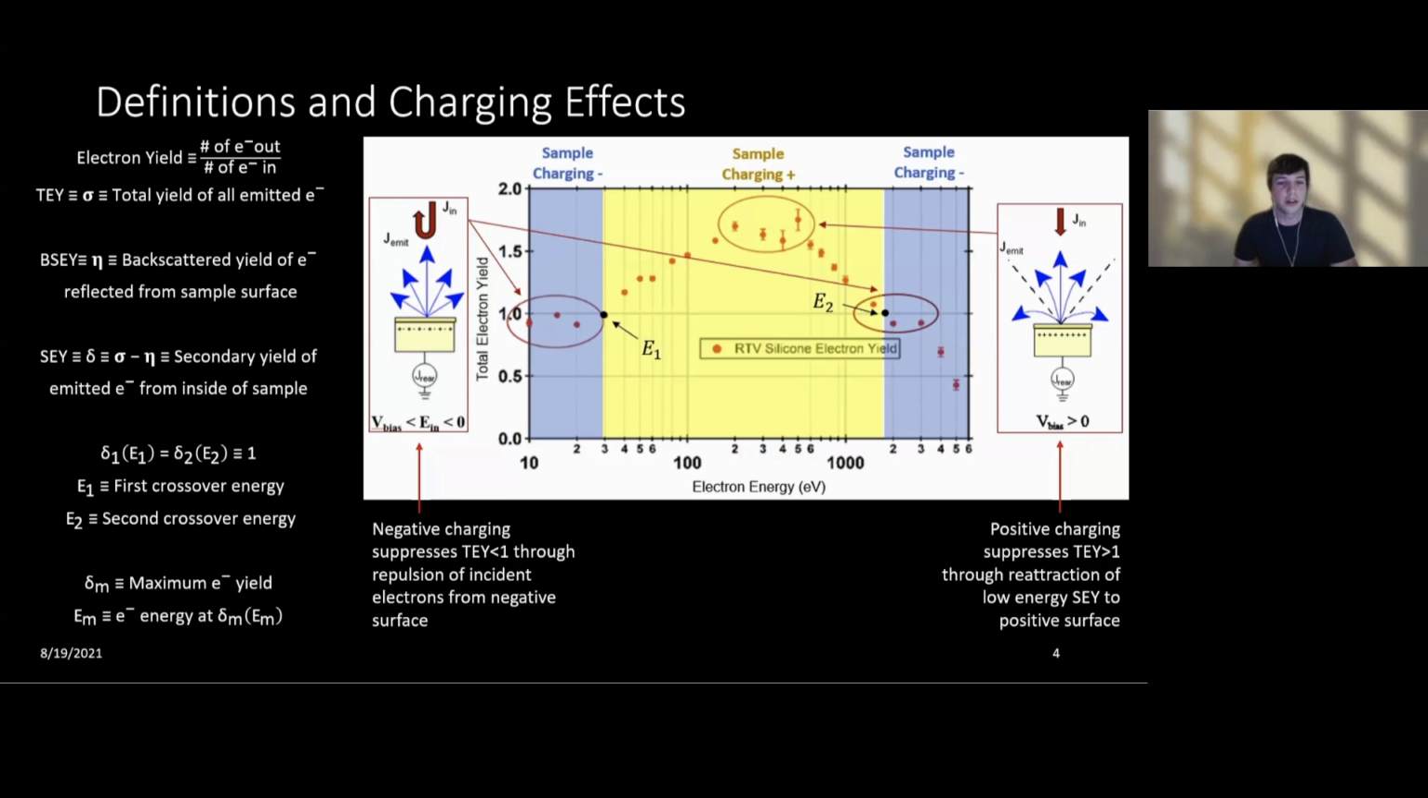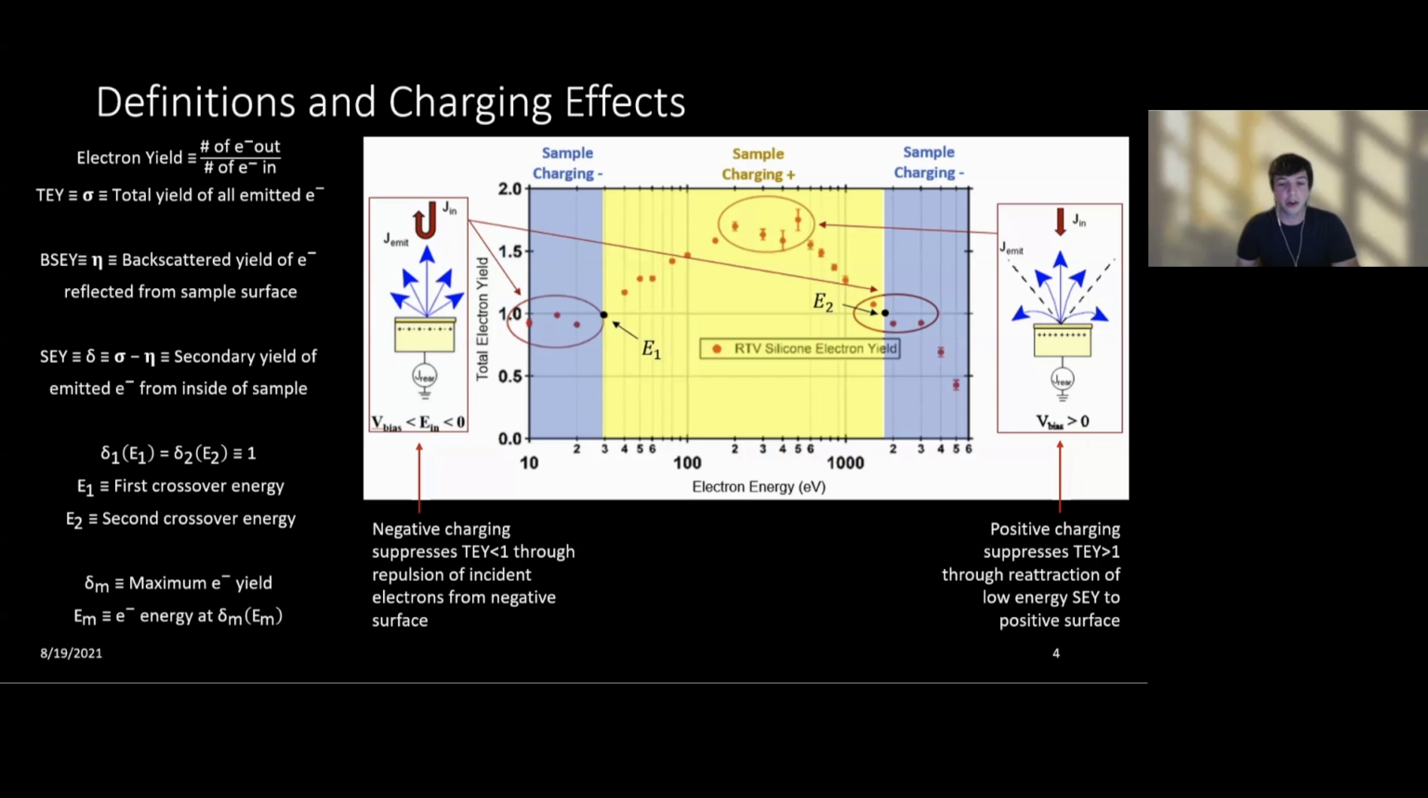E1 and E2 are defined as the first and second crossovers, where the yield equals 1. This means that the number of incident electrons and emitted electrons are equal and no further charging occurs. When a sample charges, the yield data point also approaches the charging limit of 1, but the physical process behind that result is different from the crossovers. If the electron yield is greater than 1, as indicated by the yellow region, it indicates the sample is positively charging. And if the yield is less than 1, it indicates that the sample is negatively charging, as indicated by the blue regions. And charging can occur due to a couple of reasons, depending on the incident energy and material.